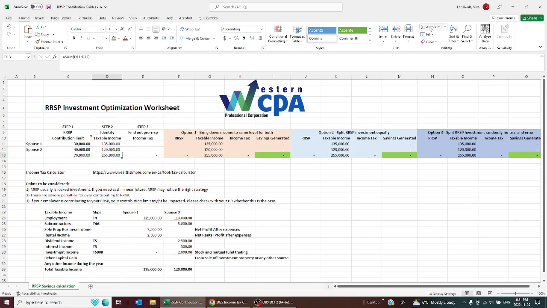The one thing that we haven't mentioned in the worksheet is to identify funds available for RRSP. So you can see here that you can go a maximum of $70,000.